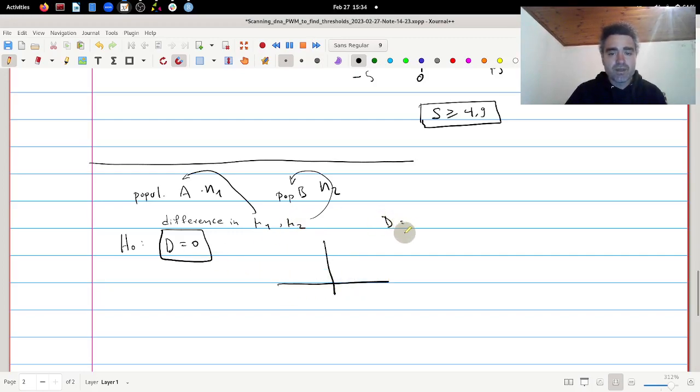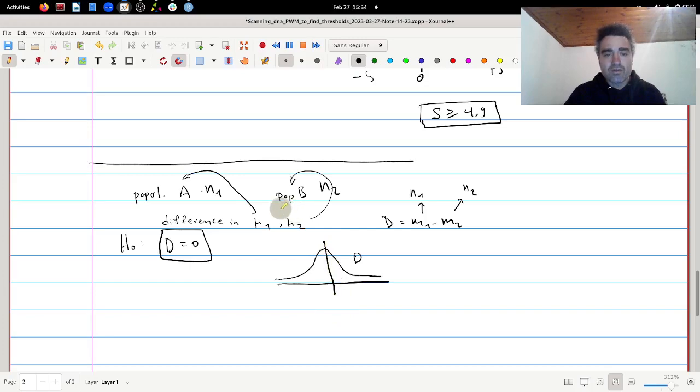So D will be now the difference of the samples, M1 minus M2, and this sample consists of N1 individuals and these N2 individuals. We can construct the distribution of this D when the null hypothesis is true, which means that when the real means of the populations are equal. Okay, so this will be the distribution of this D under the null hypothesis.